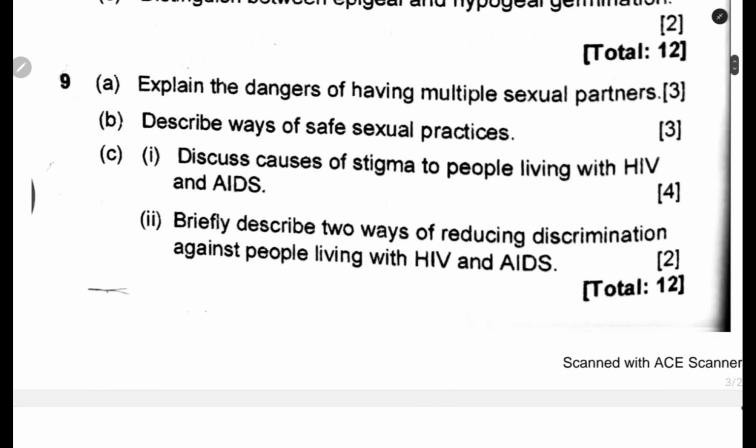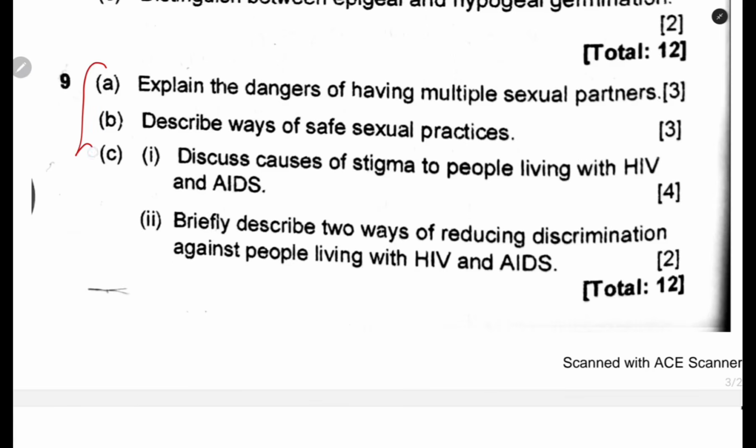Then question 9. Explain the dangers of having multiple sexual partners. Describe ways of safe sexual practices. Discuss the causes of stigma to people living with HIV and AIDS. Briefly describe the 2 ways of reducing discrimination of people living with HIV and AIDS.